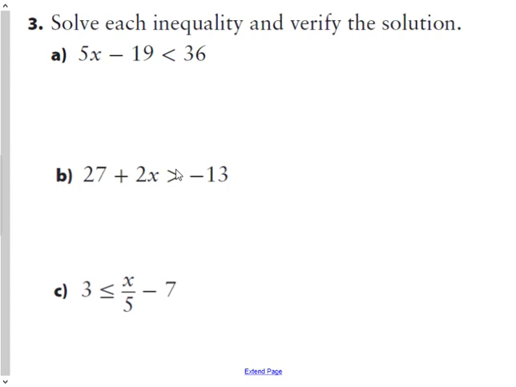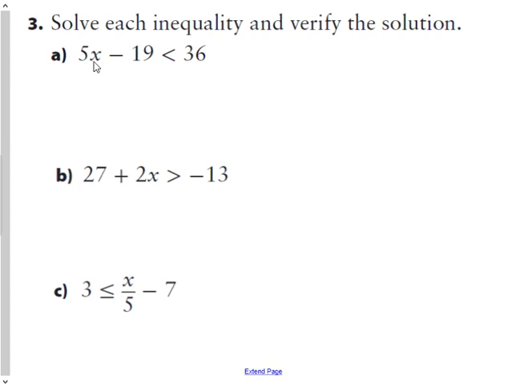The only difference is in chapter 8 on equalities you had one value for x, and in chapter 9 you have infinite values for x, and there's a range between this number and infinity for a lot of them. So with question 3a, it says 5x minus 19 is less than 36. So what value can x be so that when I substitute the value of x in there, the expression 5x minus 19 will be less than 36?